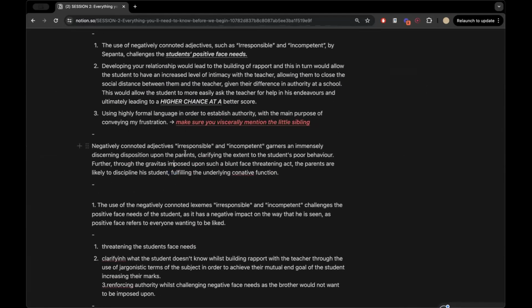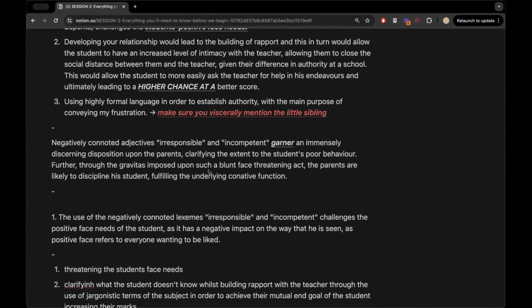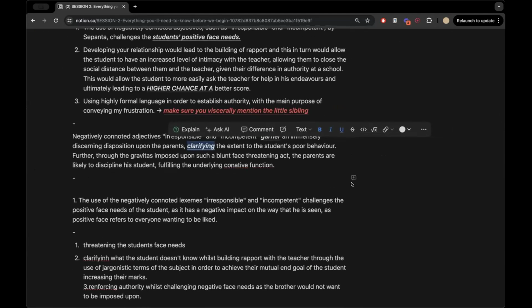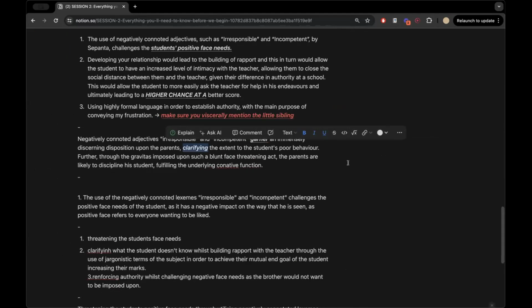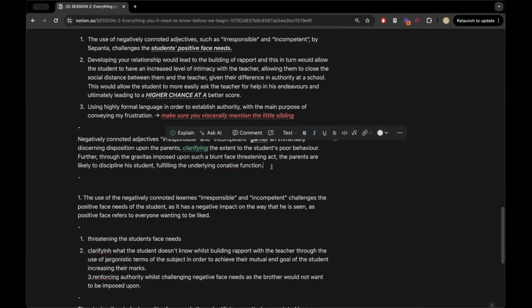Negatively connoted adjectives, irresponsible and incompetent. Garner, this has to be singular, not plural. An immensely discerning disposition upon the parents, clarifying. Rare to bring. Haven't seen many students use that for this activity. Interesting, well done. Because it's true, it does clarify that their child is that, but it might not be the most salient. So you've got to make sure that you back it up with face threats.